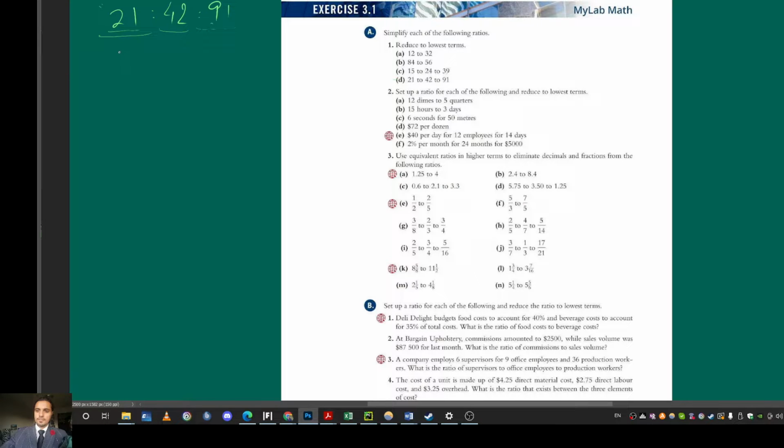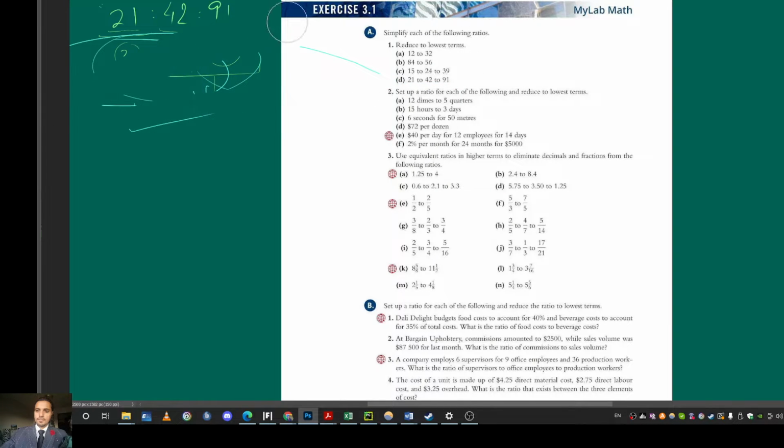Okay, so 7 times 3 is 21. Ratio 42. 7 times 6 is 42. Ratio 7 times 13 is 91. So 3 ratio 6 ratio 13. We cannot divide it any further because 3 is a prime number and 13 is a prime number, and prime numbers don't divide any further. So we have expressed this in lowest terms in this way: 3 ratio 6 ratio 13.